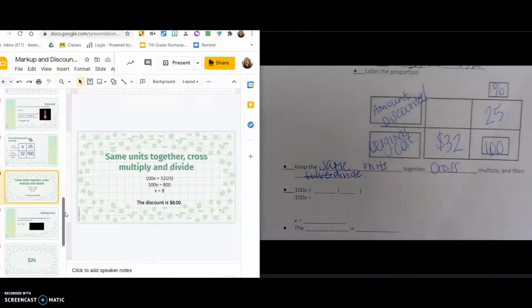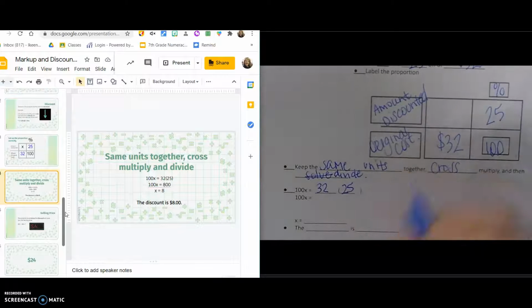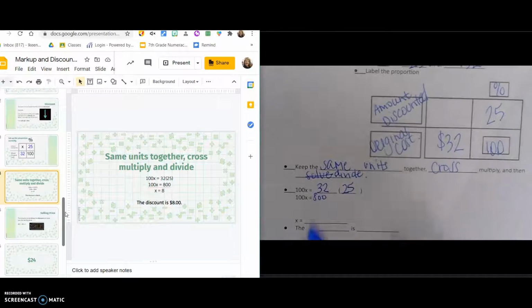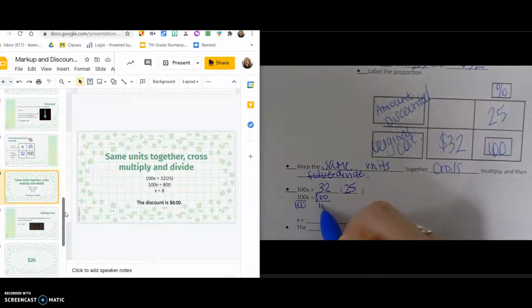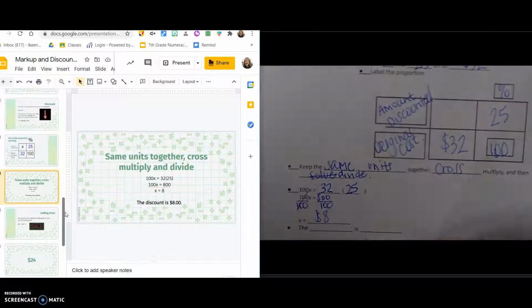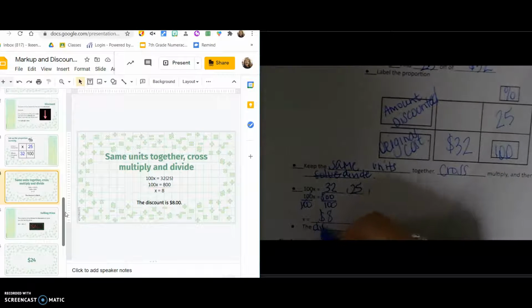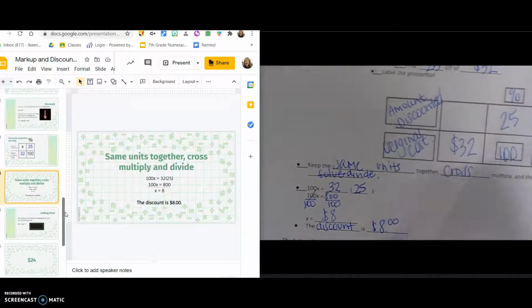All right, so that would give you 100x is equal to 32 times 25. Okay, 32 times 25 is 800. And you would divide both sides by 100. X would be by itself. 800 divided by 100 would be $8. Okay, so the discount is $8.